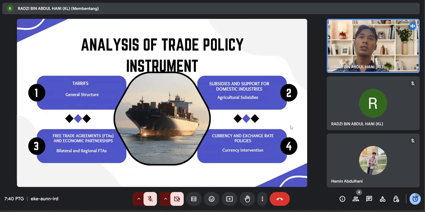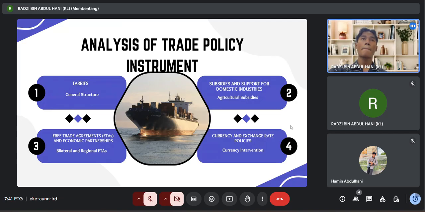The last point for analysis of trade policy instruments is currency and exchange rate policies. On currency intervention, Japan occasionally intervenes in the foreign exchange market to manage the value of the yen, especially during periods of excessive yen appreciation. A strong yen can harm Japan's export-driven economy by making Japanese goods more expensive abroad.